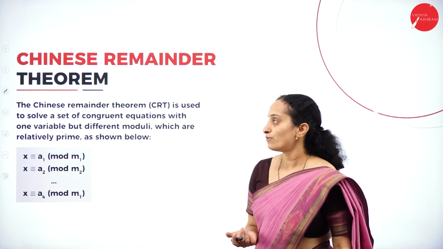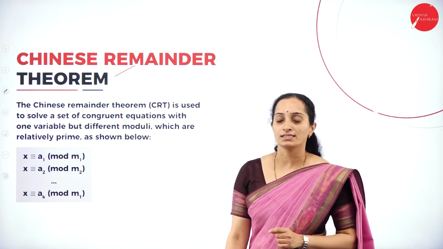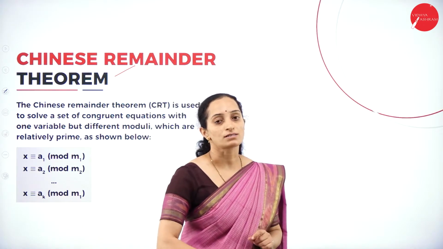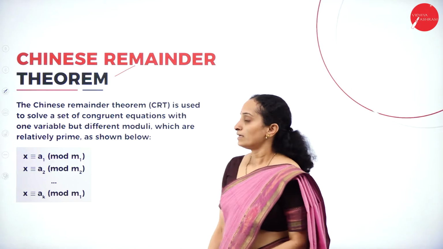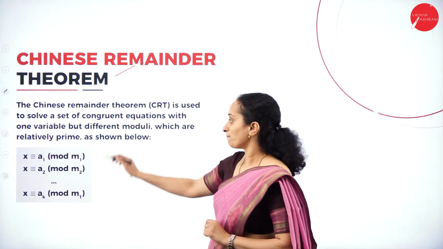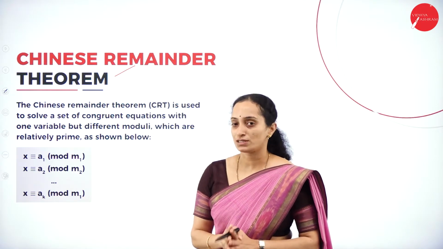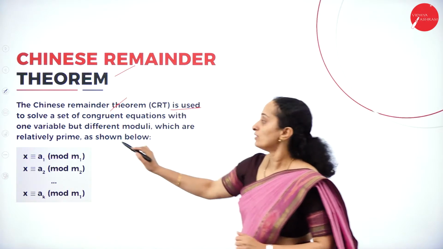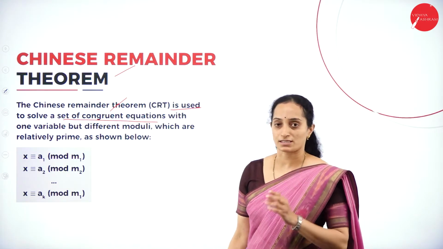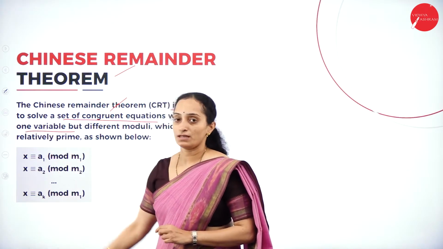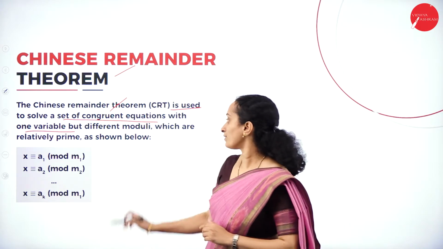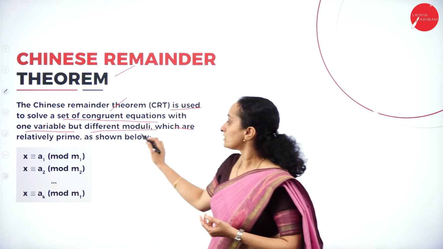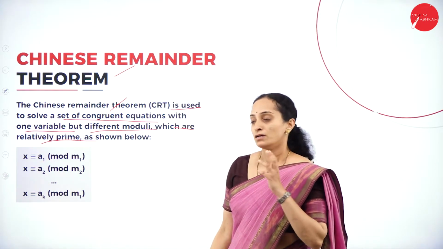Next we shall move on to the next concept, that is the Chinese remainder theorem. What is this Chinese remainder theorem? It talks about the congruence operation in the remainder. We know congruence is all about using the modulus operation, isn't it? So the Chinese remainder theorem is used to solve a set of congruent equations with one variable. A single variable is used with all the congruent equations, but there will be different moduli we can use which are relatively prime, which are prime in a set.